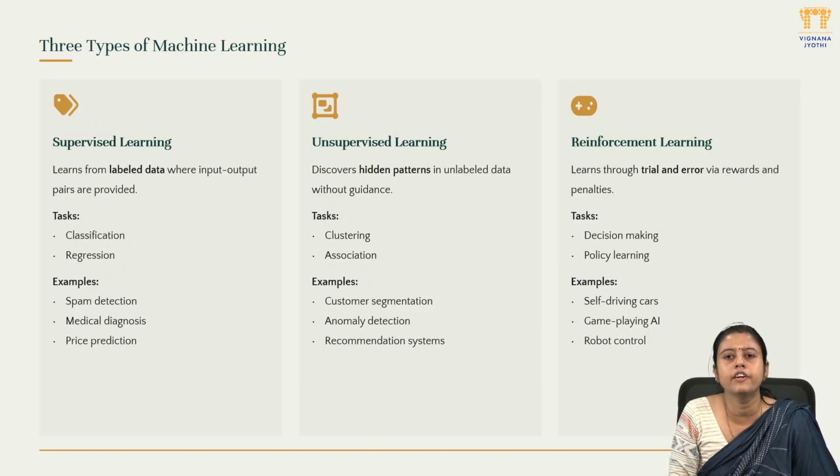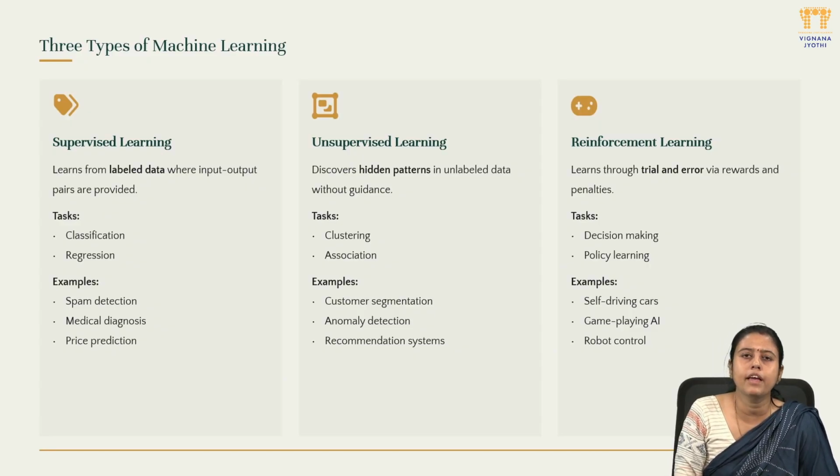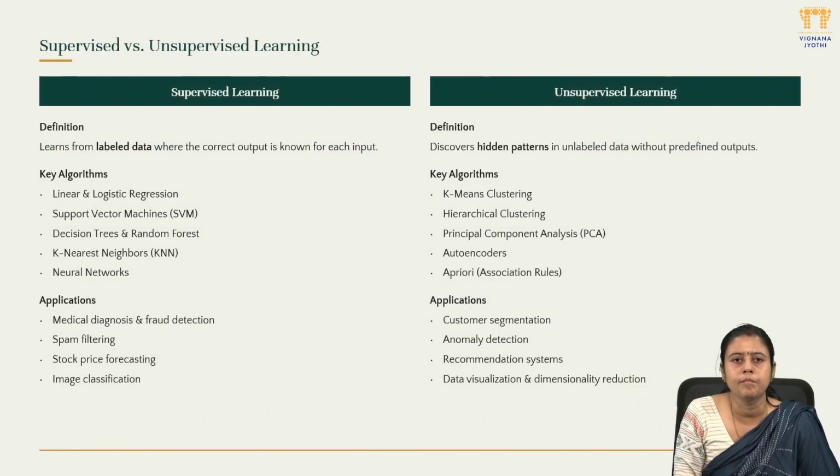The third one is reinforcement learning. Reinforcement learning is trial and error based on rewards and penalties, where the machine will try to learn by itself from different types of feedback. So what can we do with decision making, feedback or policy learning? How does it work? And what is the example? The examples are self-driving cars, game playing using AI, robot control, etc.